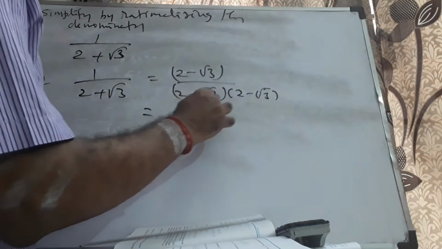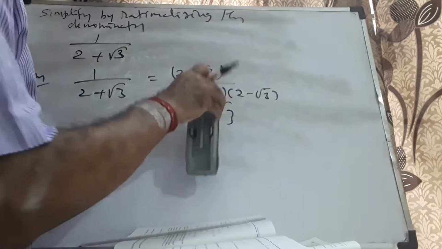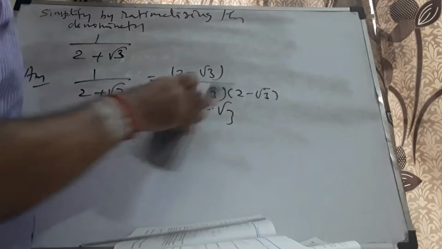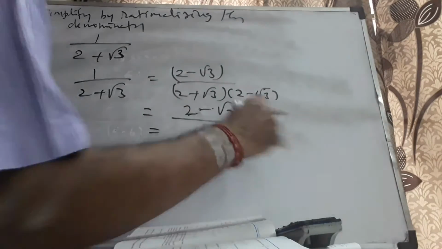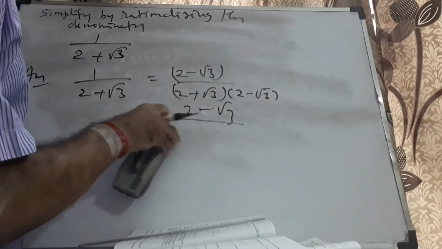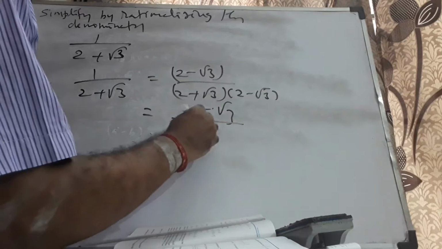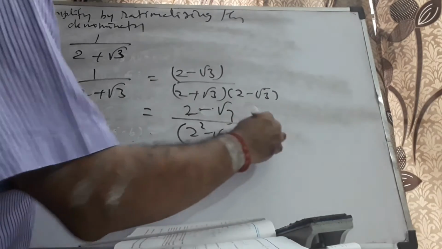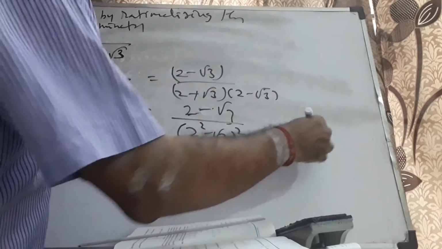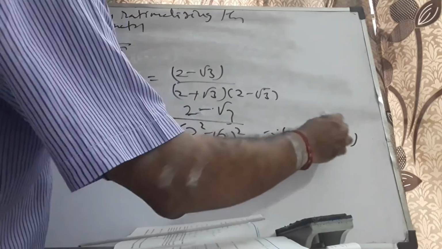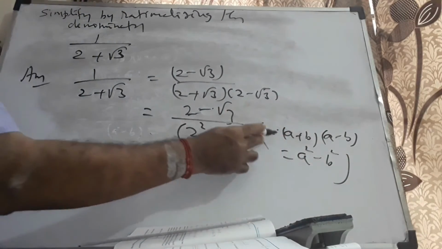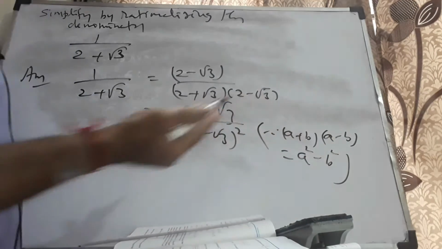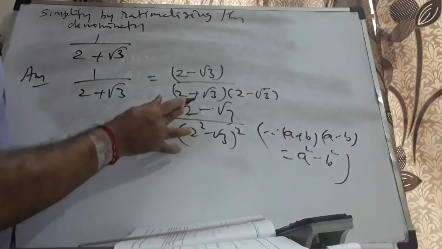Therefore, this will become 2 minus root 3 divided by, apply the a plus b into a minus b formula, which reduces to 2 square minus root 3 the whole square, since a plus b into a minus b is equal to a square minus b square. You can easily check it also. A square minus ab plus ab will get cancelled, leaving a square minus b square.